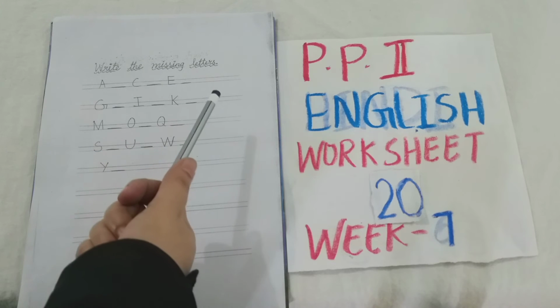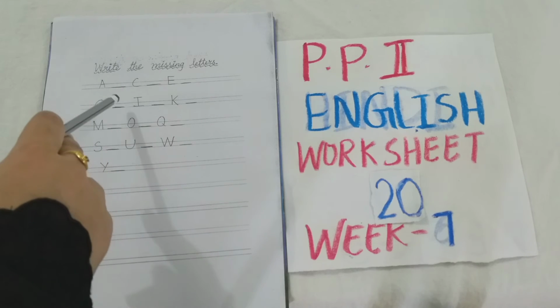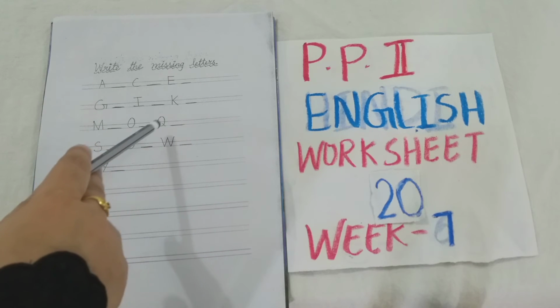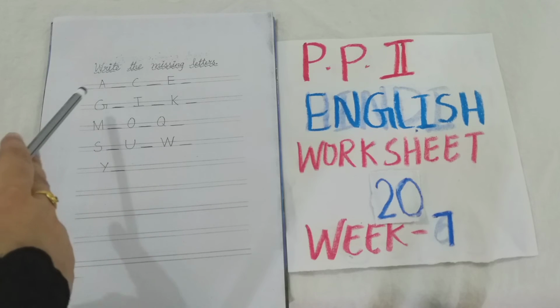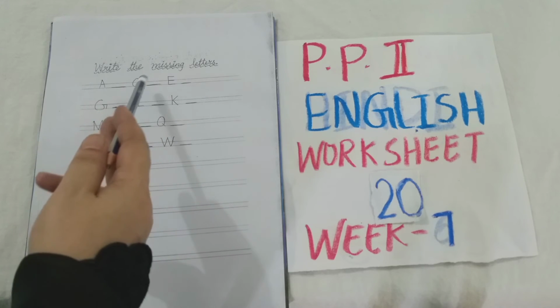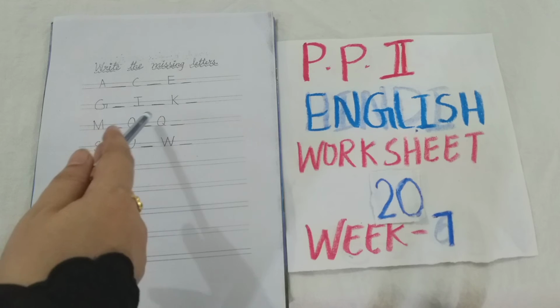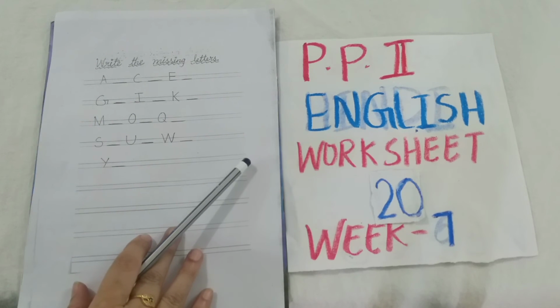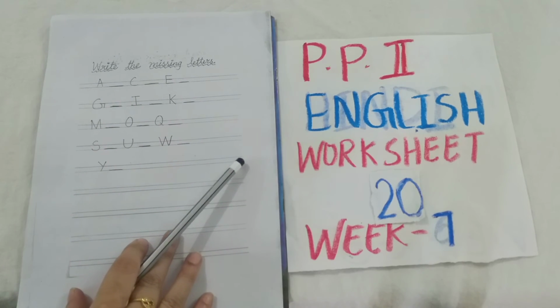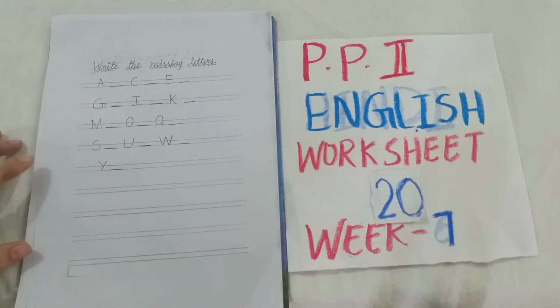Write the missing letters. Here in the dash you have to write the missing letters. A after, C after, E after. Okay? That letter you have to write in the dash. Come on, start writing.